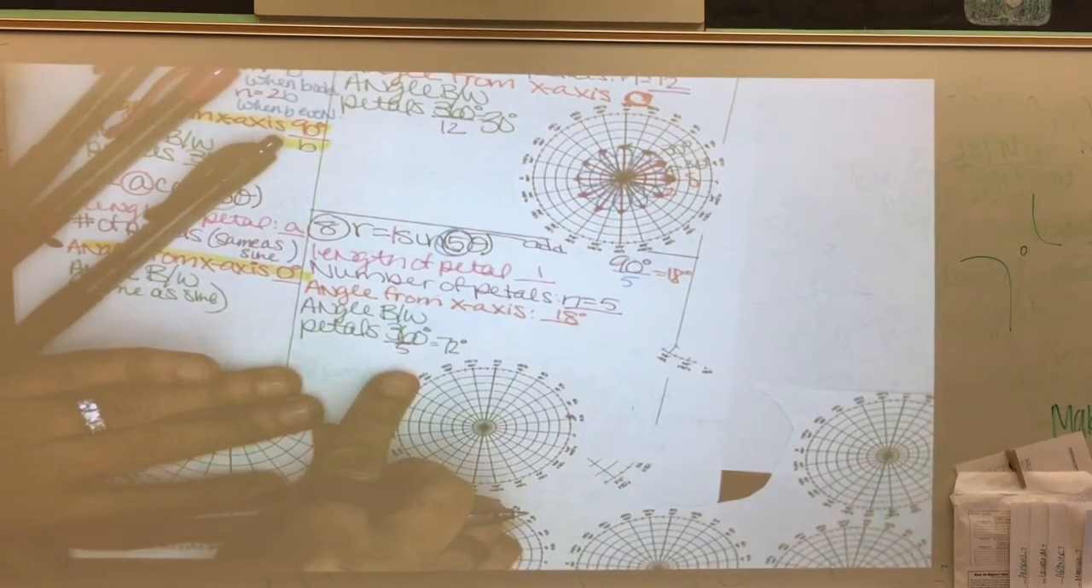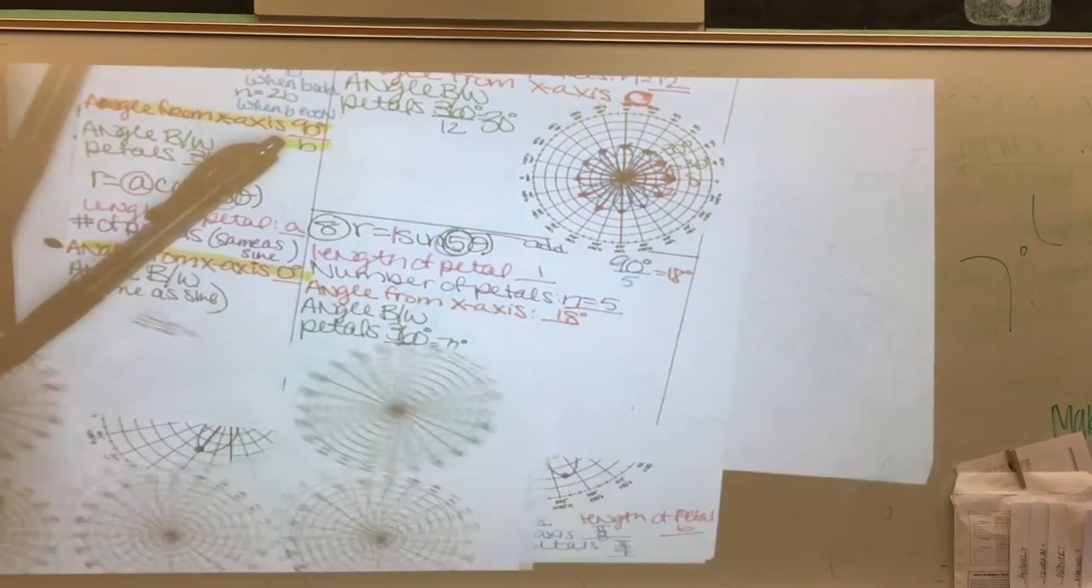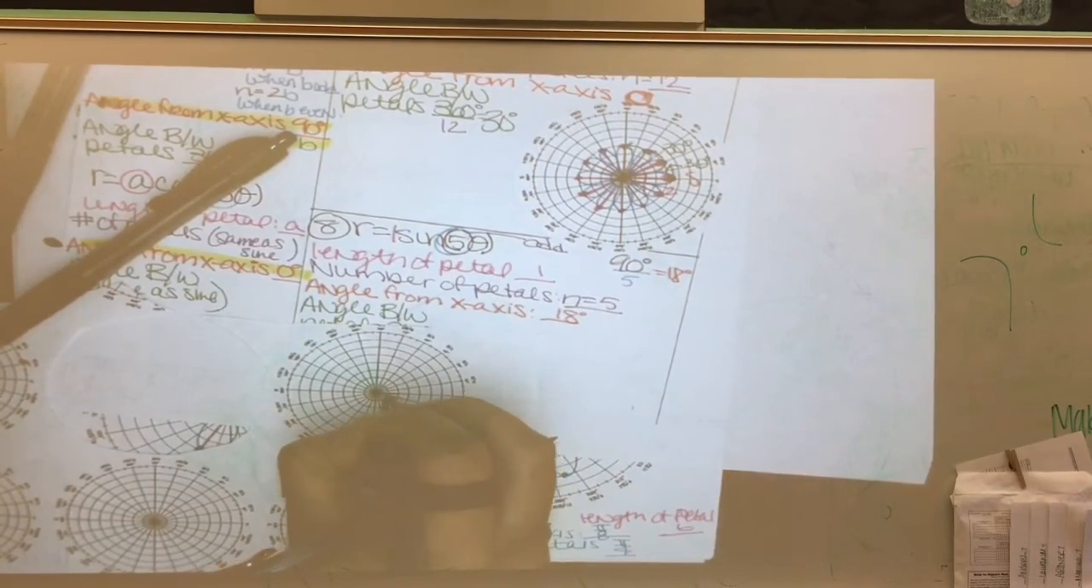So my radius was 1. So I'm going to count by 2s.